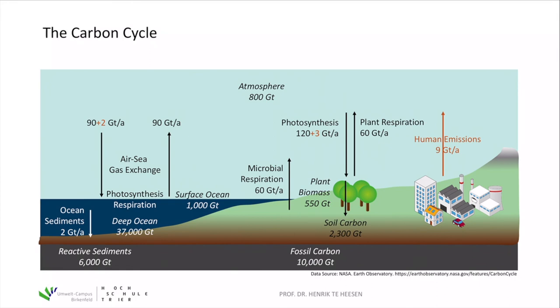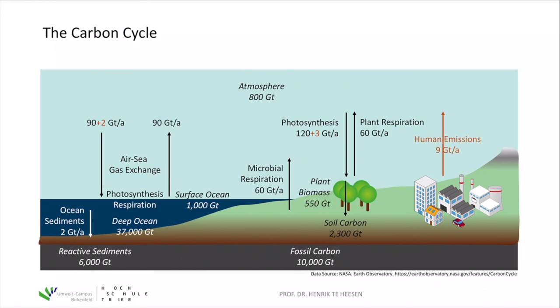the atmosphere. On the other hand, we have the air-sea gas exchange with photosynthesis. So that's again more or less a closed circle with about 90 gigatons per year. And of course, we have these ocean sediments. The 2 gigatons per year of carbon is stored in sediments in the deep ocean.